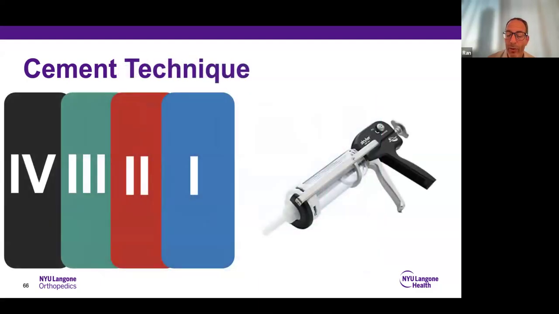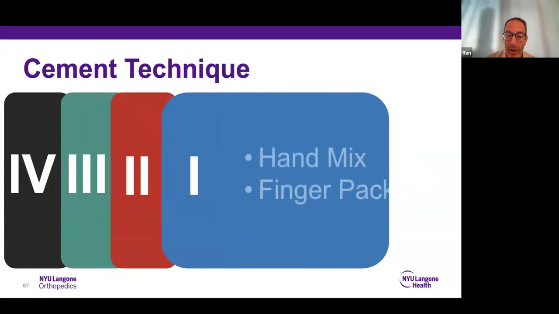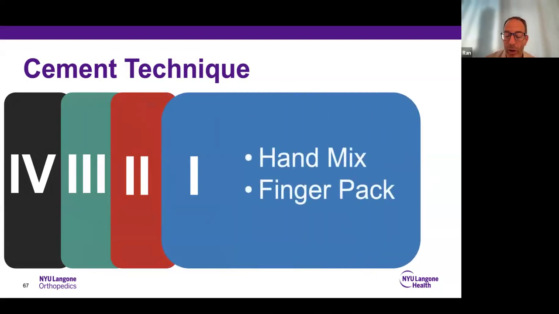Cement techniques, there's a lot of different ways to use cement, what we call first generation, second, third, fourth generation. Mostly it depends on the technique of using the cement. So the first generation was just, you take cement, you mix it in a bowl, you put it in your hand, and you just stick it down the canal.